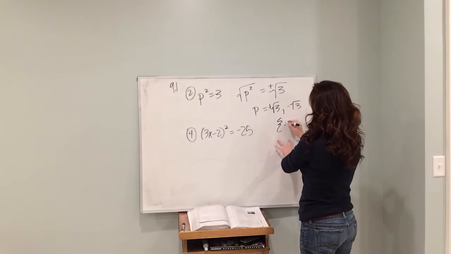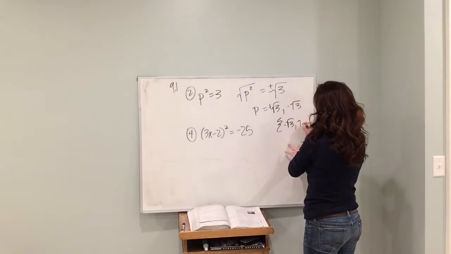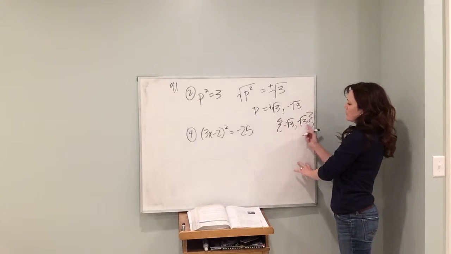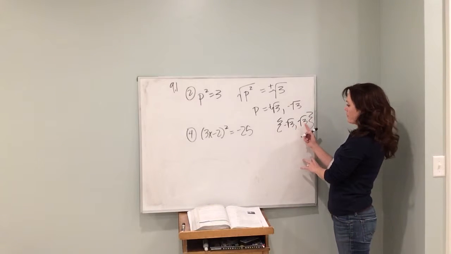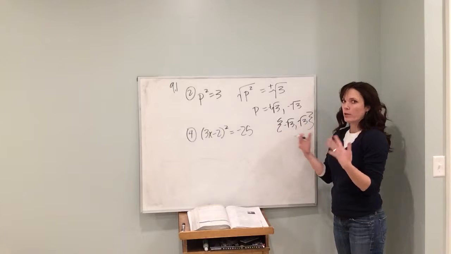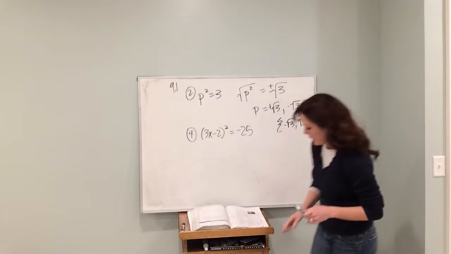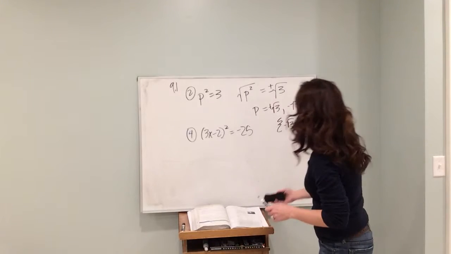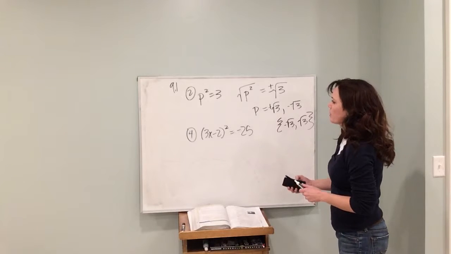Those could actually go in curly brackets because I can name them each, and in numerical order, negative square root of 3 and the square root of 3. I don't even know what that number is, but I know that the negative one's going to come before the positive one. So that's your answer right there for problem number 2.